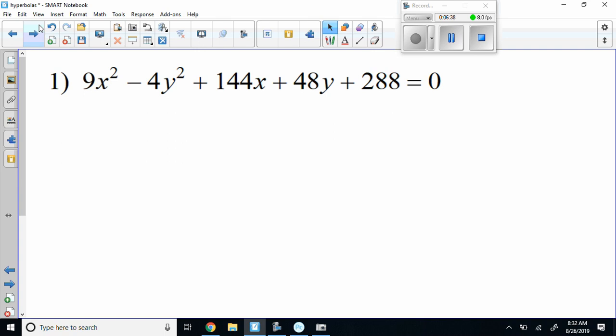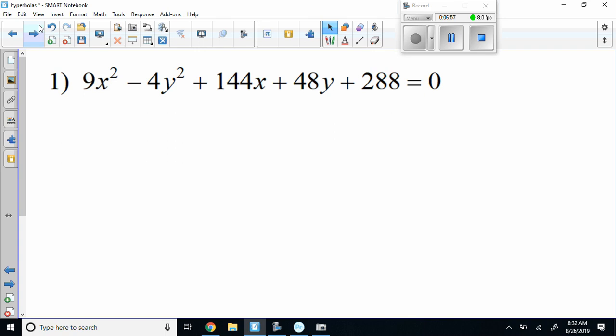Look at your squared term. If it's a y squared that is positive, then it's going to be horizontal. If the x squared is negative, guess what? It'll be vertical, right?